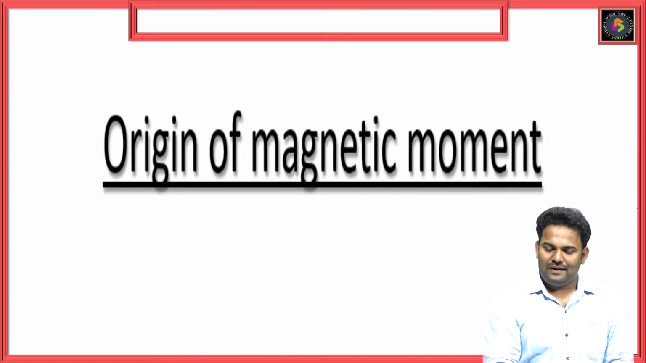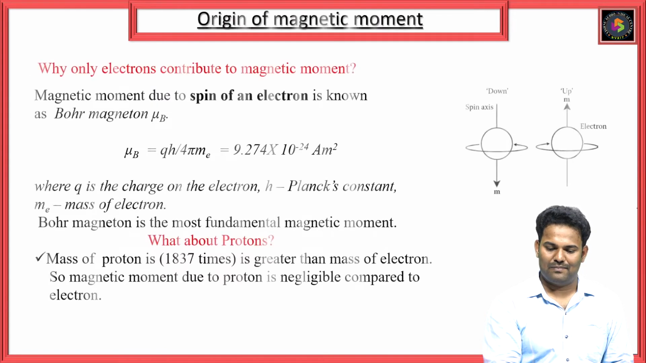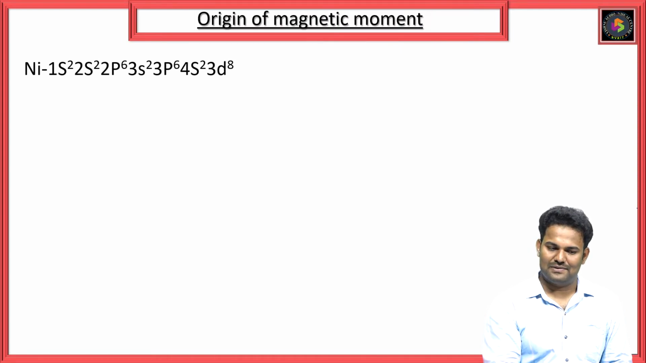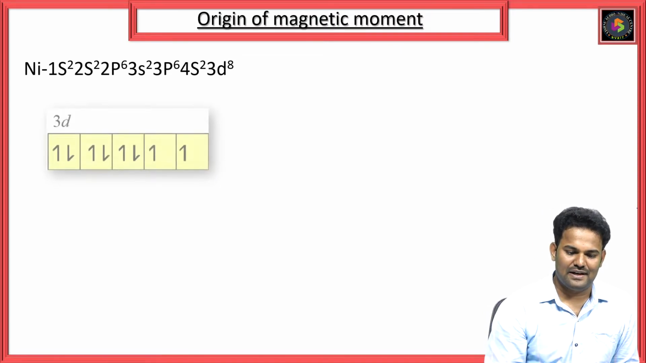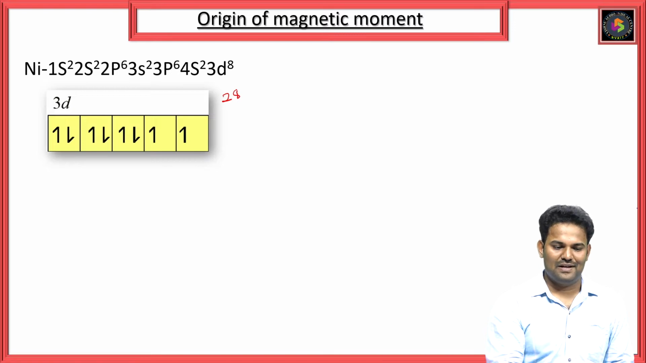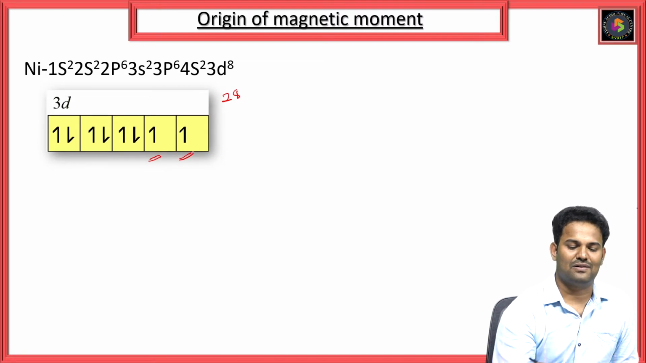Next, the origin of the magnetic moment depends upon the spin of the electron as well as the orbital moment of the electron, as well as the total Bohr magnetons of the electrons. This also depends upon the electronic configuration of the material. For example, take nickel. Nickel has atomic number 28, so we can write the configuration as 1s2, 2s2, 2p6, 3s2, 3p6, 4s2 and 3d8. So the d orbital has a vacancy for 2 electrons.